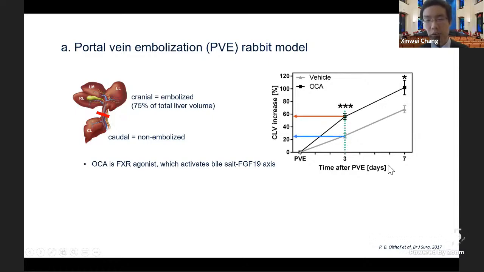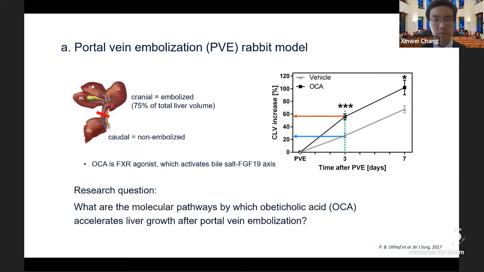At 3 days after PVE, in a previous study, we found that the liver volume increase in the OCA group is close to 30%, much higher than 25% in the control group. And also at day seven, the liver volume increase in the OCA group is higher than the control group. The research question of this study is, what are the molecular pathways by which OCA accelerates liver growth after portal vein embolization?